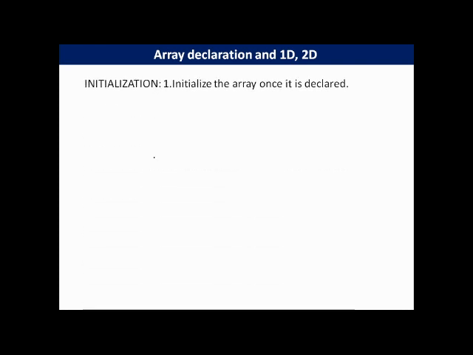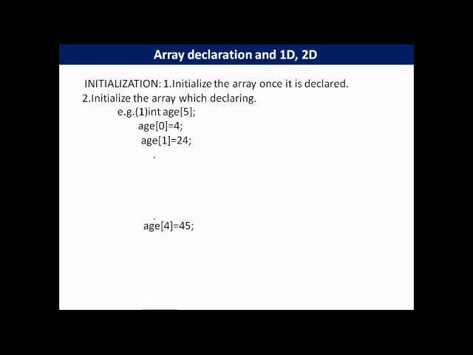Now let us see the initialization. First, initialize the array once it is declared. Second, initialize the array while declaring. For example, int age[5]. Here 5 elements are to be stored, so the indices will be from 0 to 4. That is age[0] is 4, age[1] is 24, till age[4] is 45. That is a total of 5 elements stored.